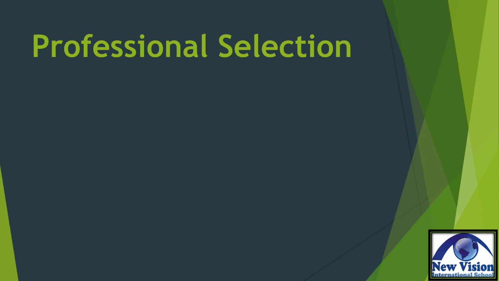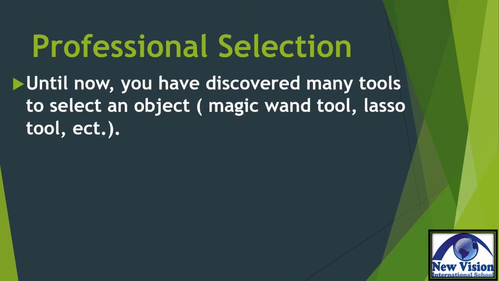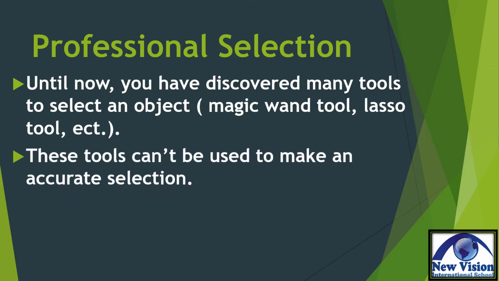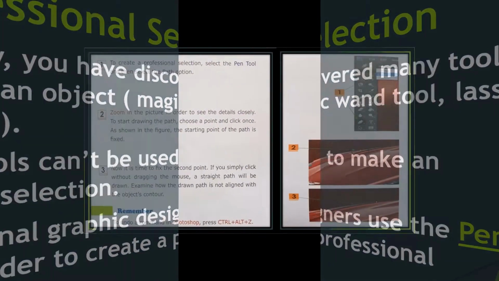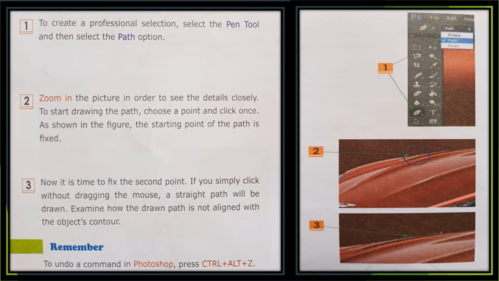Let us start this discussion on professional selection. Until now, you have discovered many tools to select an object. Example, Magic Wand tool, Lasso tool, and others. These tools can be used to make an accurate selection. Remember, professional graphic designers use the pen tool in order to create a professional selection. In order to use the pen tool correctly, you should follow the given directions.